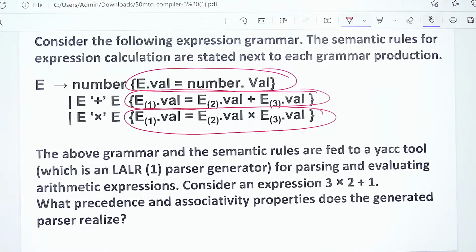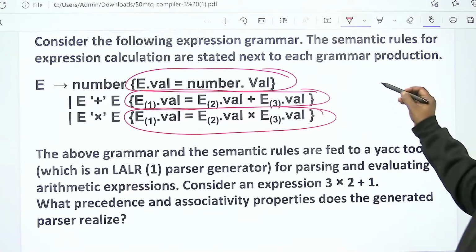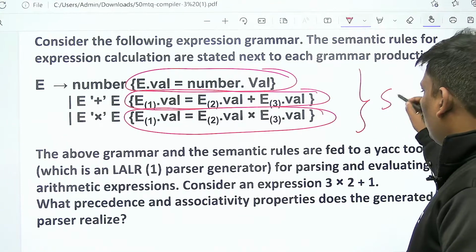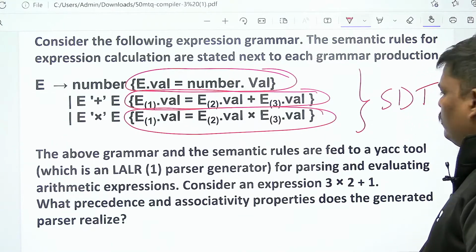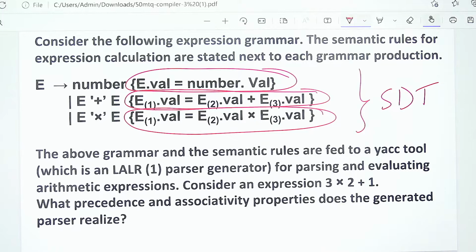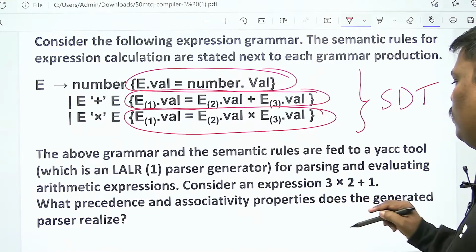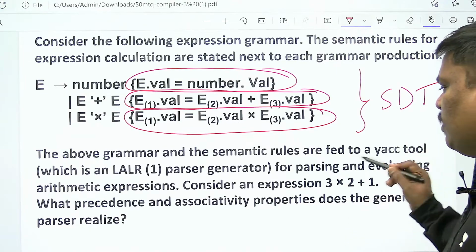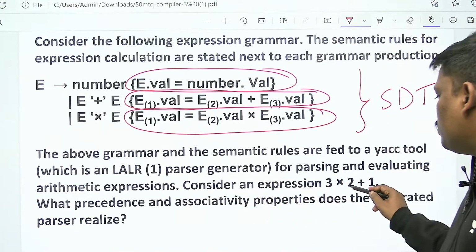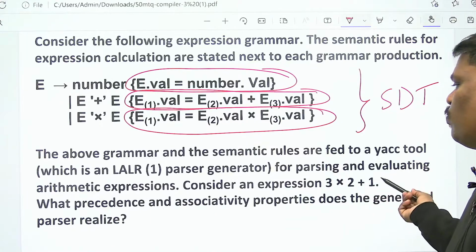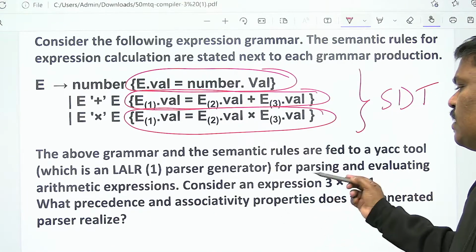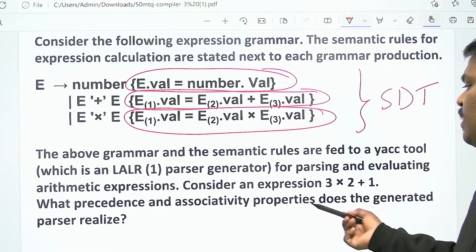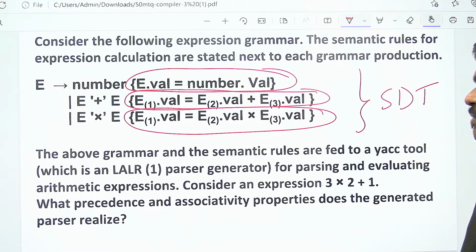So consider the following SDT. Everyone knows it is an SDT. Next one. The grammar and semantic rules are fed to a YACC tool for parsing and evaluating arithmetic expressions. Now listen. Consider an expression 3 star 2 plus 1. What precedence and associativity properties does the generated parser realize?